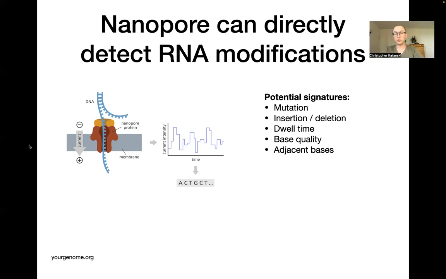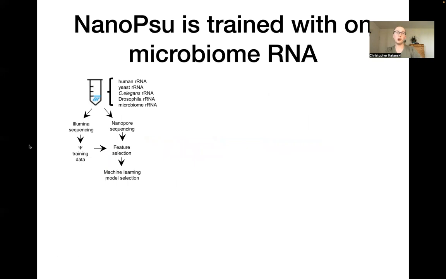Because the data are so rich from the nanopore, it's a machine learning problem. The trouble is, to predict pseudo-U using machine learning, we need a diverse training set. That way we can train the machine algorithm with as much data as possible. So to get this diversity, we turned to the human microbiome. So our setup uses rRNA, where we know confirmed pseudo-U sites, and we used samples from human, yeast, C. elegans, Drosophila, and human stool.